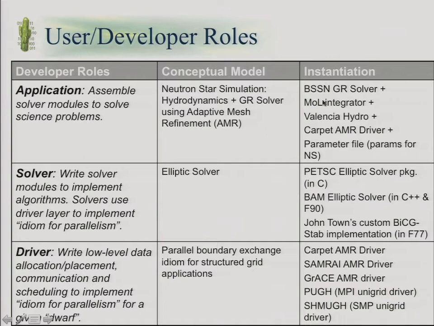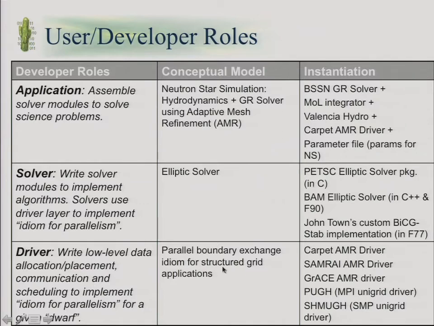They have specific Hydro and AMR drivers that they string together, and the framework just makes all these plugins happen. You just give it a list of the plugins, and it figures out how to instantiate a code from that. The solver writer will focus on an elliptic solver, and we have multiple implementations of elliptic solvers. Some are better than others depending on which machine and which circumstance.